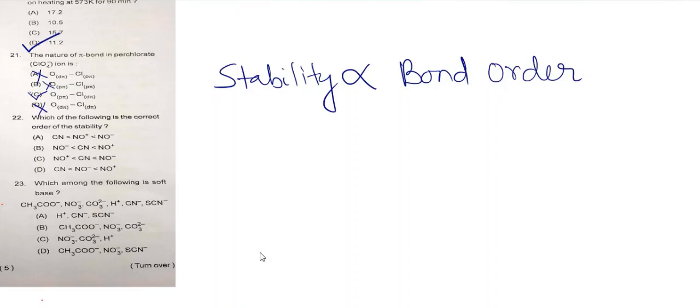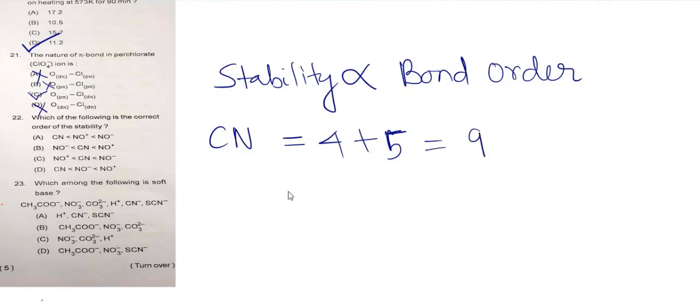So we have to first find out the bond order of the three compounds given: cyanide, NO plus and NO minus. Then only we can apply the stability order. I will start from cyanide. For cyanide, the valence electron for carbon is 4, and for nitrogen the valence electron is 5. So the total is 9.